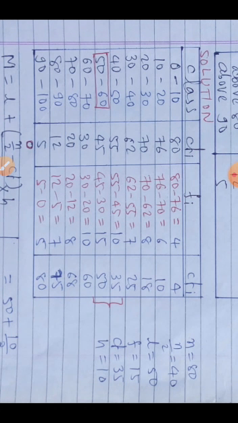Now nothing is new, but again remember one thing, we have to prepare the CFI column again. Why? Because the data is above type, more than type, so we have to prepare less than type CFI; the given one is not required. Now n is 80, because the maximum CFI is 80. So n by 2 is 40. Now look at the CFI column, whether 40 is visible there or not. 40 cannot be seen anywhere, but it is between 35 and 50.